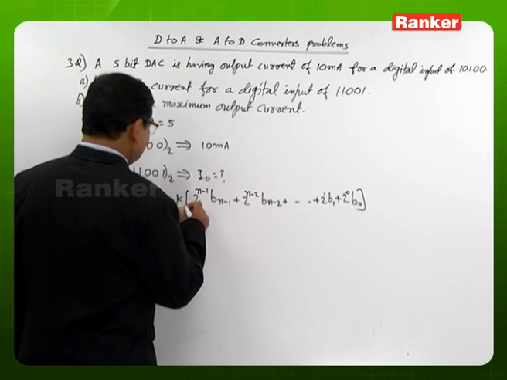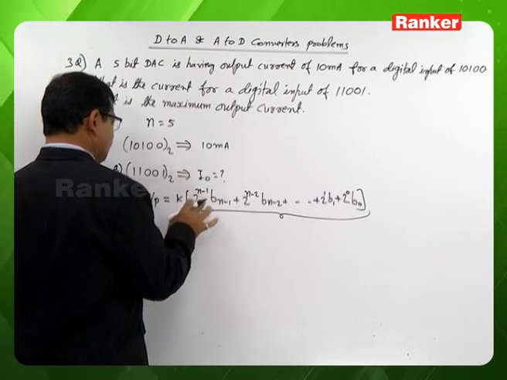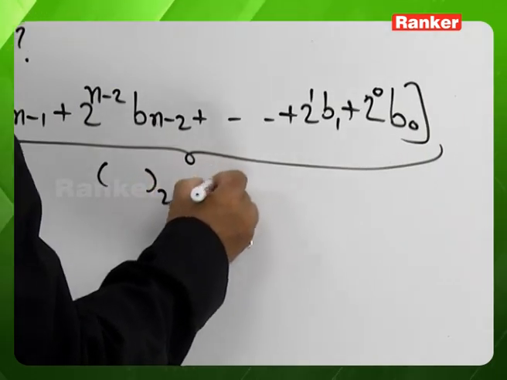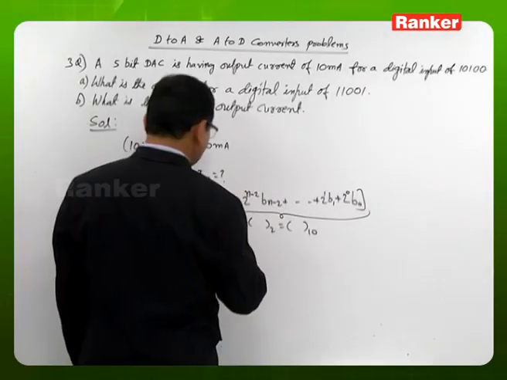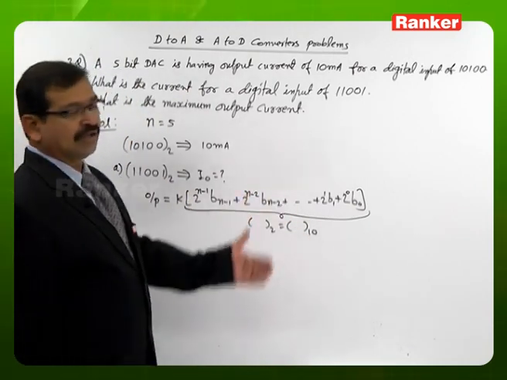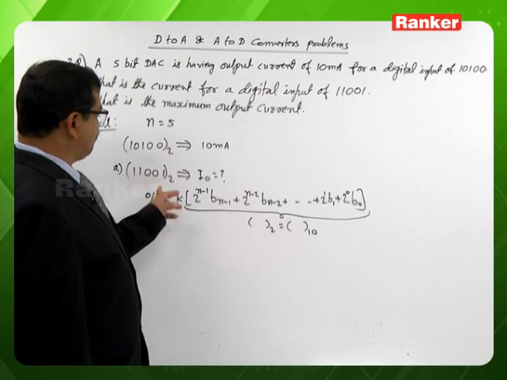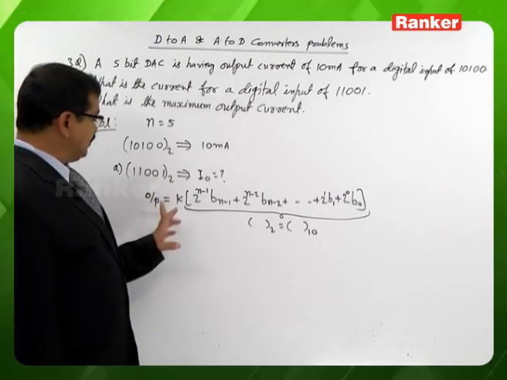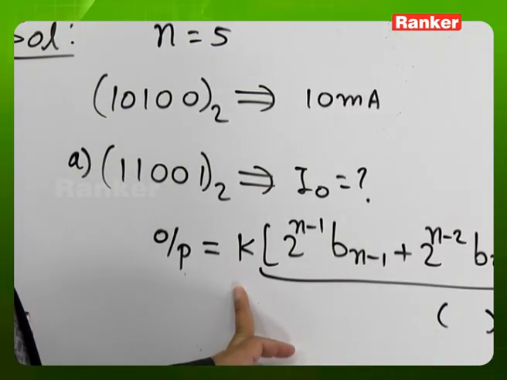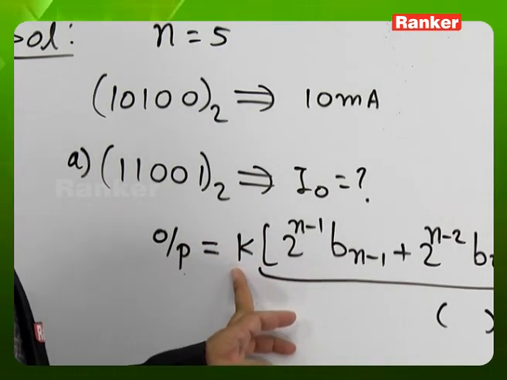We know well that this total polynomial equation within the parenthesis is nothing but converting the binary number to its equivalent decimal number. So for this digital input, to find the output current, basically we need to know the proportionality constant K value. From the given data, let us check whether it is possible to find the proportionality constant K value or not.